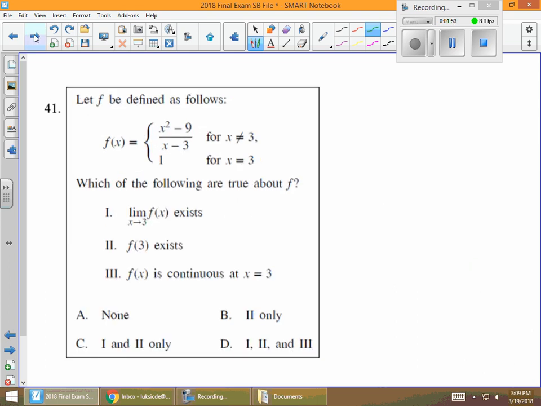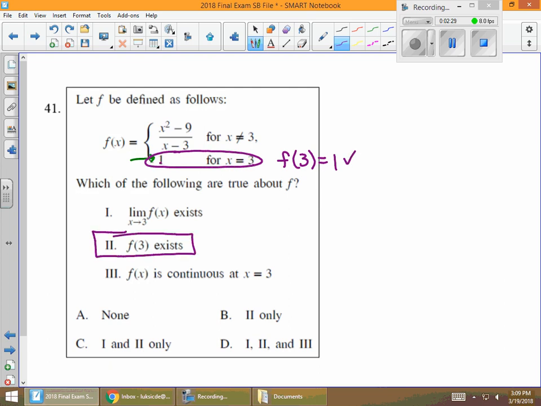All right. Here we have a piecewise function. Really, it's just a removable discontinuity that's being filled in here. So which of the following is true? The limit exists, f of 3 exists, and f of x is continuous. Well, from the beginning, we know f of 3 exists. If we're looking at this function here, at x equals 3, f of x equals 1. So we know that 2 absolutely is true.